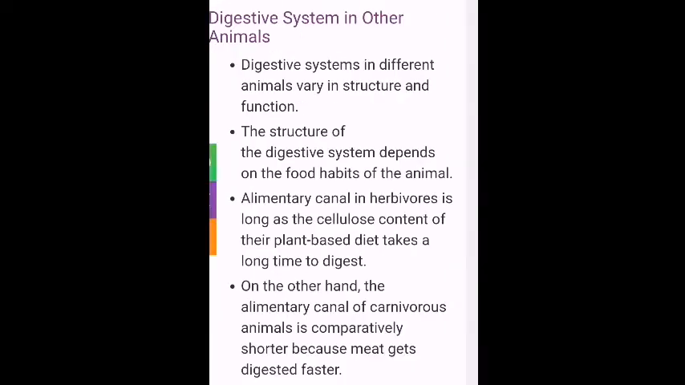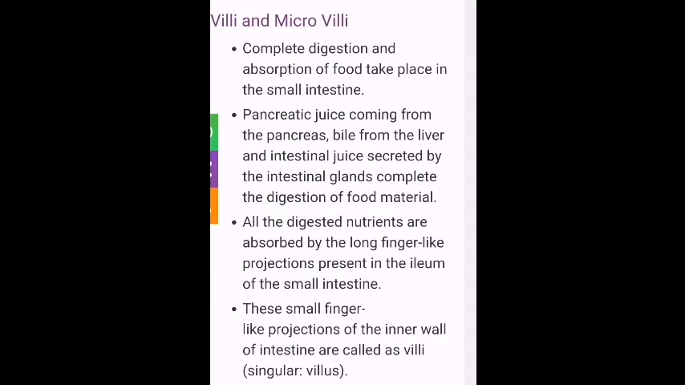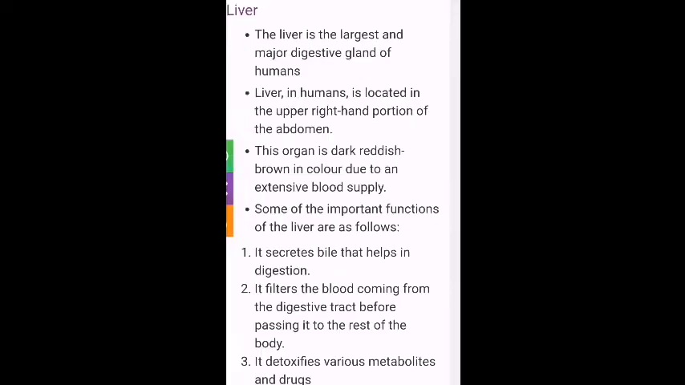The associated glands are the pancreas and liver, which are associated with the digestive system, and the importance of the small intestine. Complete digestion and absorption take place in the small intestine, and absorption takes place with the help of the finger-like structures called villi. The function of the liver.